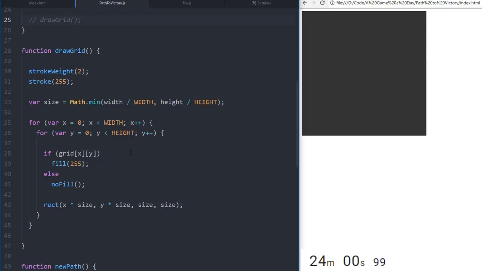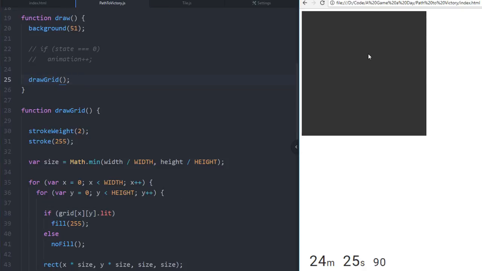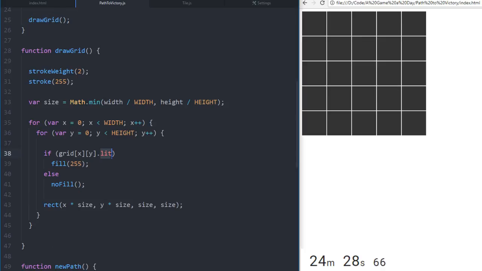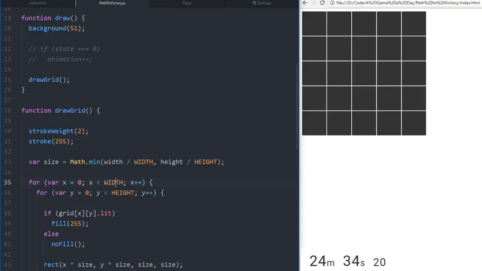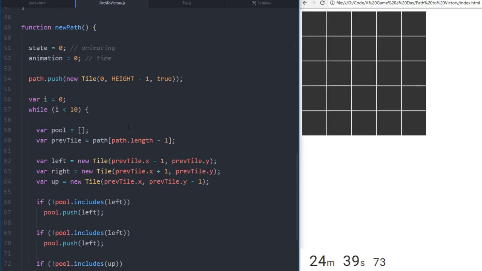Okay. Draw grid. Oh, right. I messed up with the, okay, here. We'll say, grid. We don't say grid of this. This is dot lit. There we go. None of them are lit, but we're not drawing the rectangles anymore, are we? Oh, right, because draw grid. Yes, there we go. So if it's lit, we don't light it up. This is funny because it sounds like pop culture. Anyways, let's try it. Okay, cool.